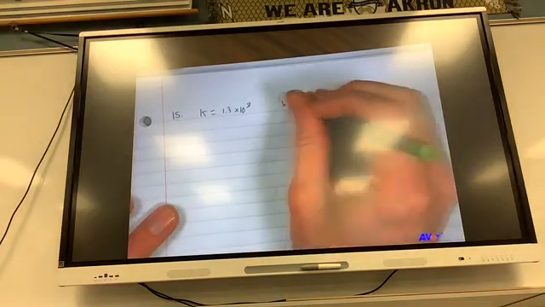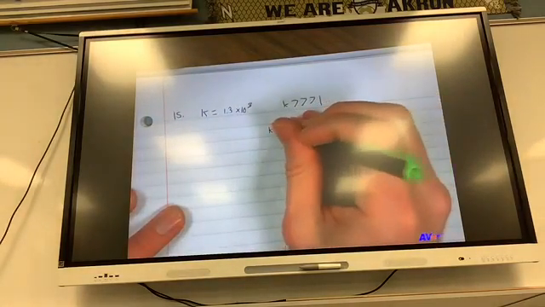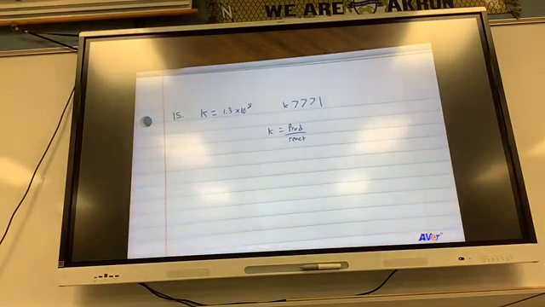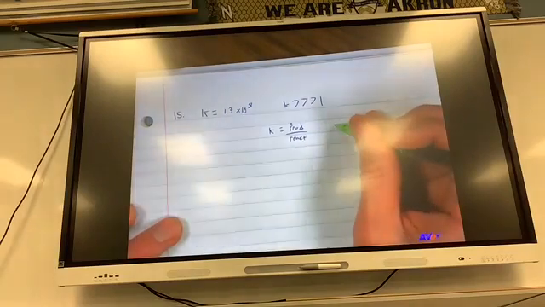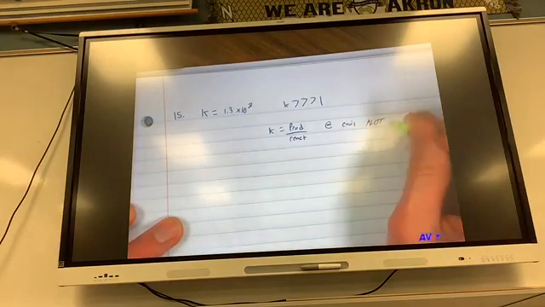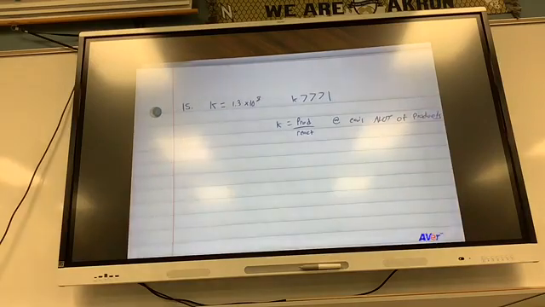Well, this K is much, much, much greater than 1. Which means that we know that K is equal to products over reactants, right? So in order to get a huge K, that means there has to be a huge concentration of products at equilibrium. So at equilibrium, a lot of products. That's 15.